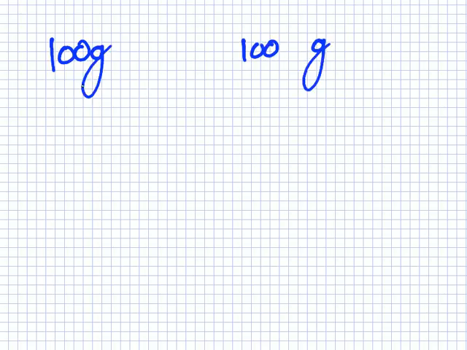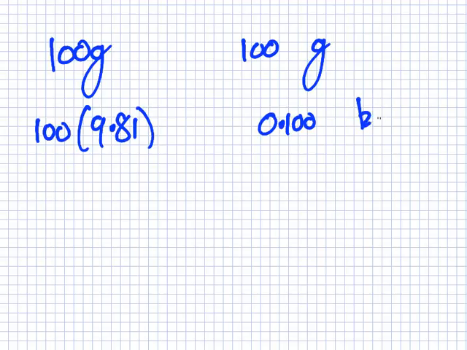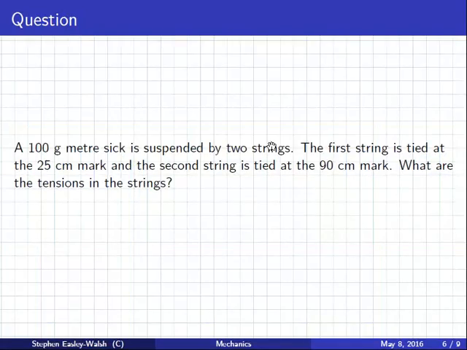So this is 100 multiplied by 9.81, and this one is 0.100 kilogram. Space matters. Please write GM instead of grams, then it will become easier for us. We'll just be careful with our space. Right. So, you can draw, and then I'll do it.